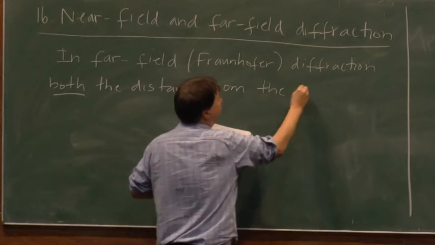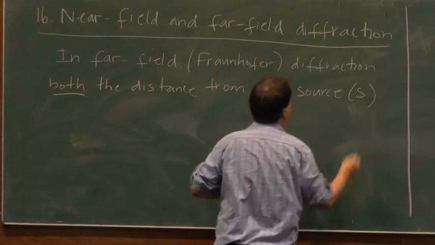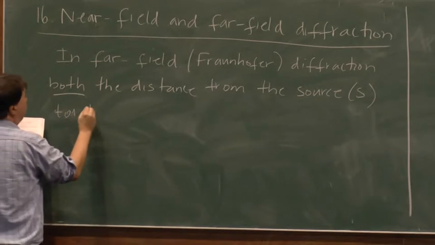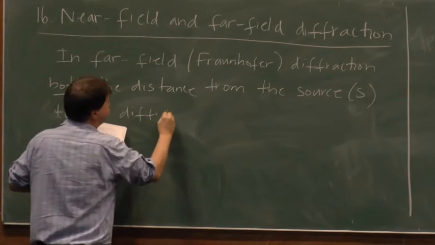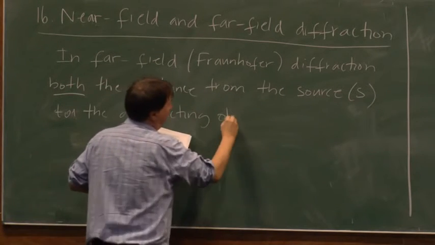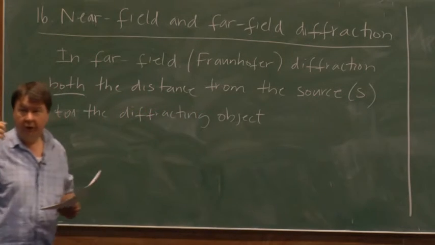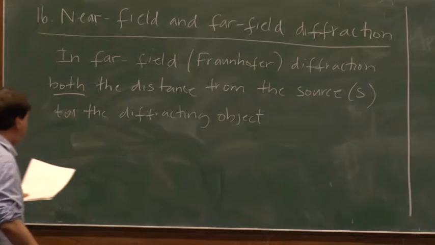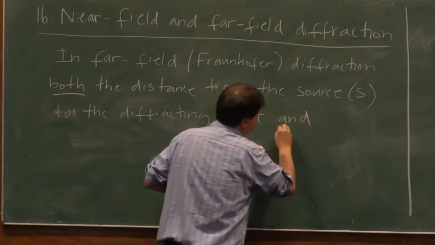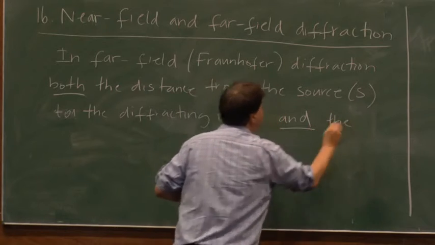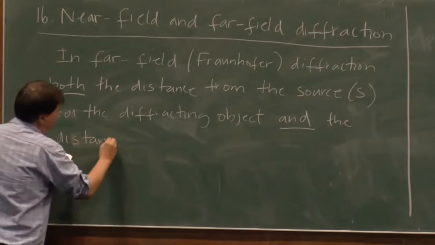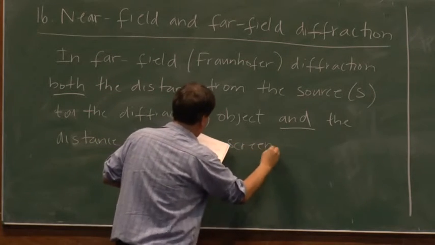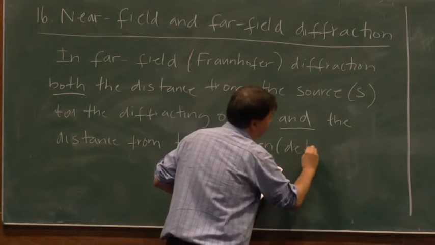So in this kind of diffraction, both, let's underline this, the distance from the source, called the source S, to the diffracting object, and as I say, usually this is just going to be an aperture. In particular, today we're very rigorously going to do the Fraunhofer case of single slit diffraction. But you've got to have both that distance from the source to the object and the distance from the object to the screen, or, in general, a detector.